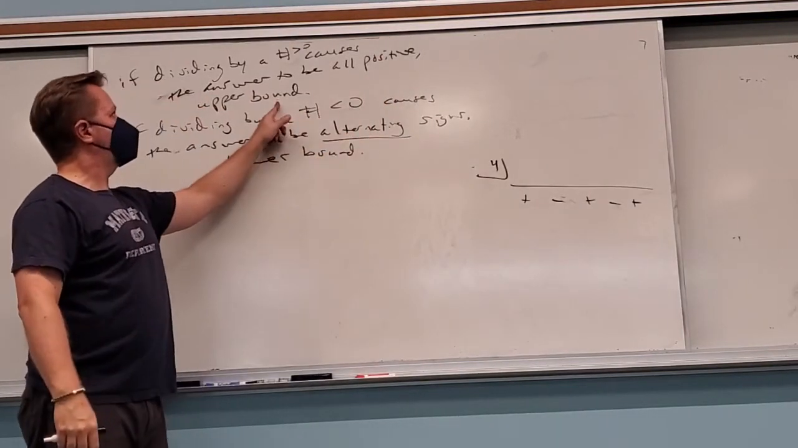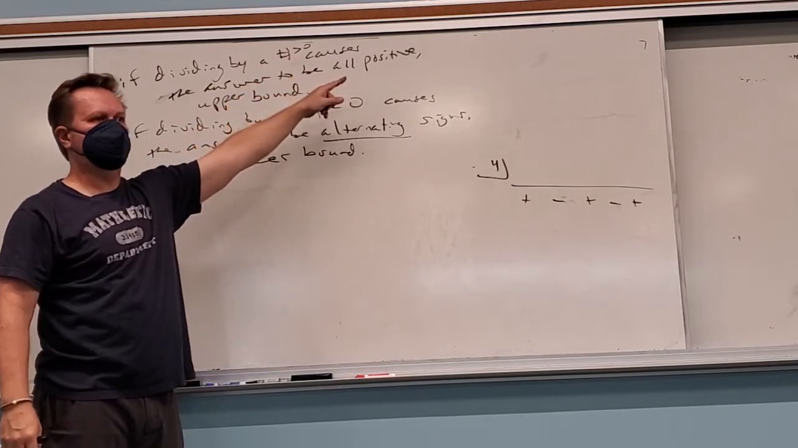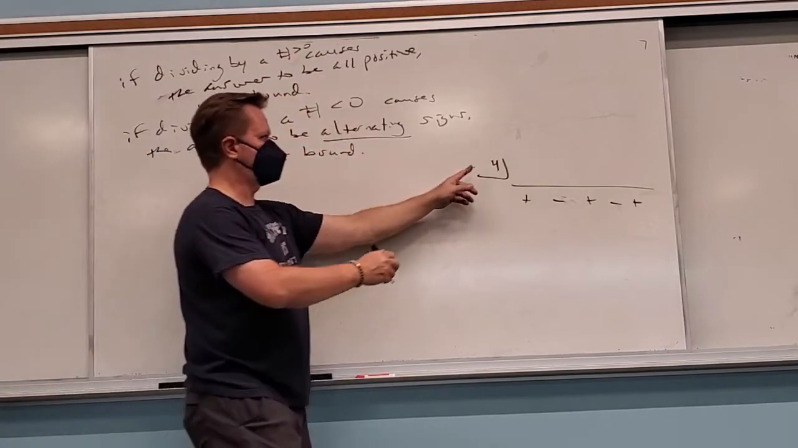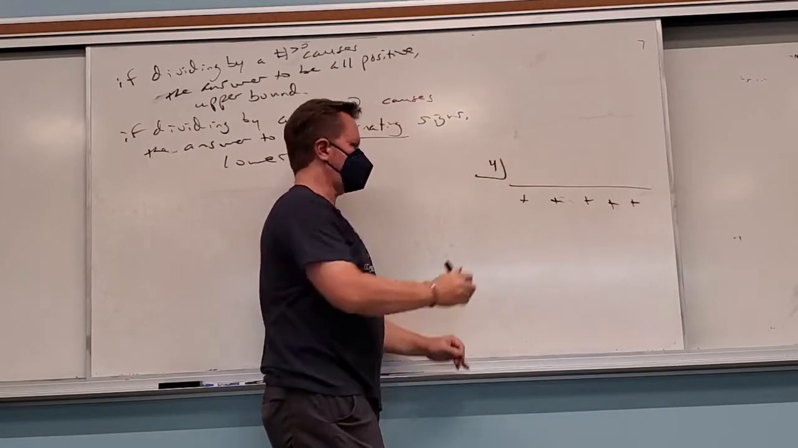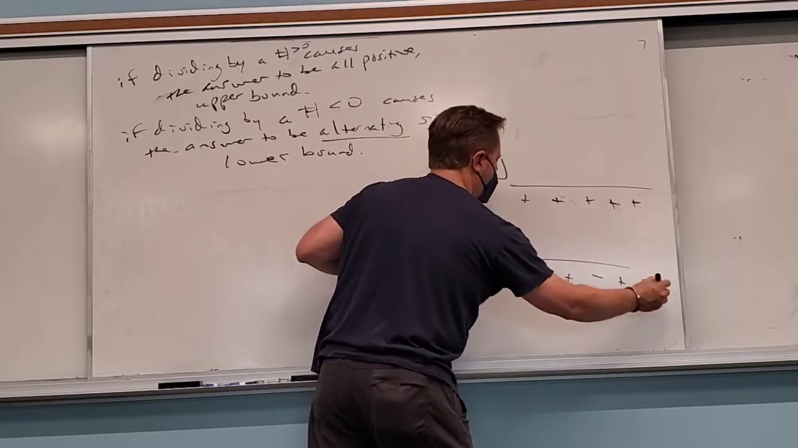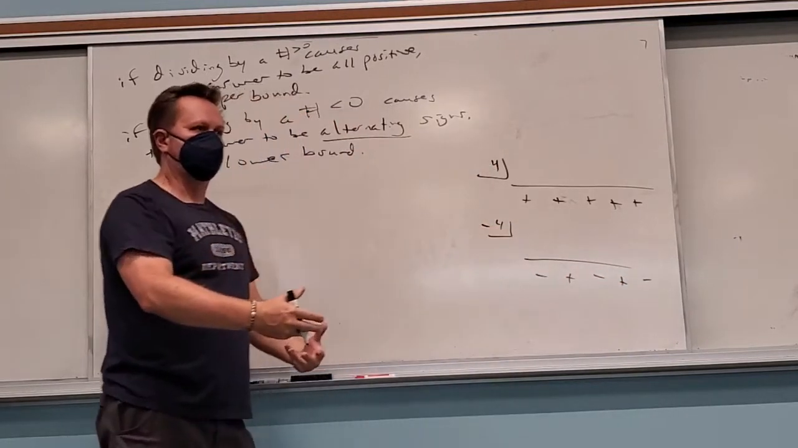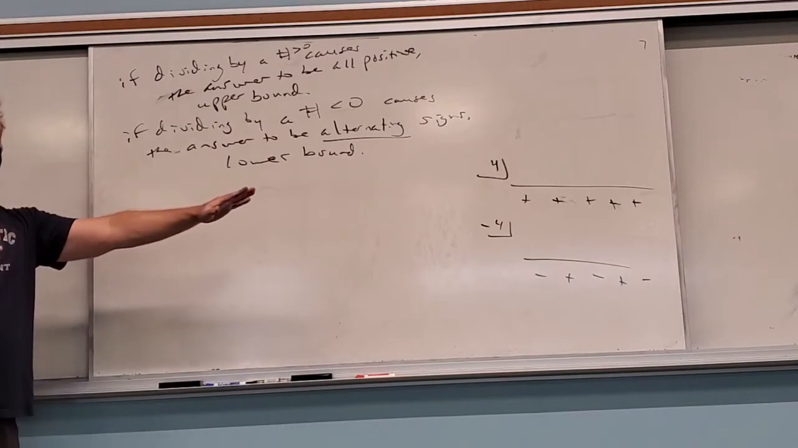So an upper bound comes from dividing by a positive number and getting nothing but positives. So if I do this, 4 is an upper bound. If I do this, and I get negative, positive, negative, positive, negative, 4 is a lower bound. What if you get positive, negative, negative? Yeah, as long as they alternate, you're golden.